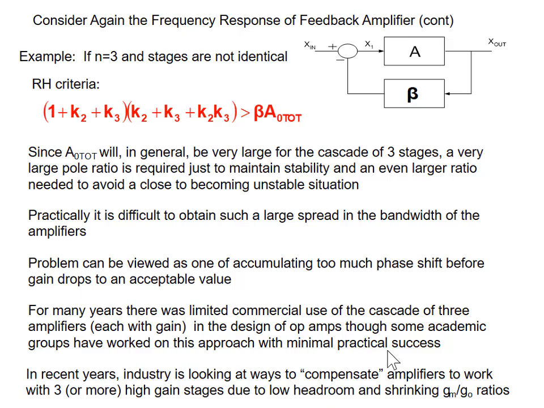We can view this problem as accumulating too much phase shift around the loop. We saw that phase shift got too big. It's that large phase shift that's causing these stability problems. For many years, there were seldom designs in industry that involved a cascade of 3 or more amplifiers because of the problem of solving this or satisfying this equation. In recent years, we've got some groups in industry that are building 3-stage amplifiers. They've got some fairly complicated strategies to be able to satisfy Routh-Hurwitz criteria. We will talk a little bit about that later.